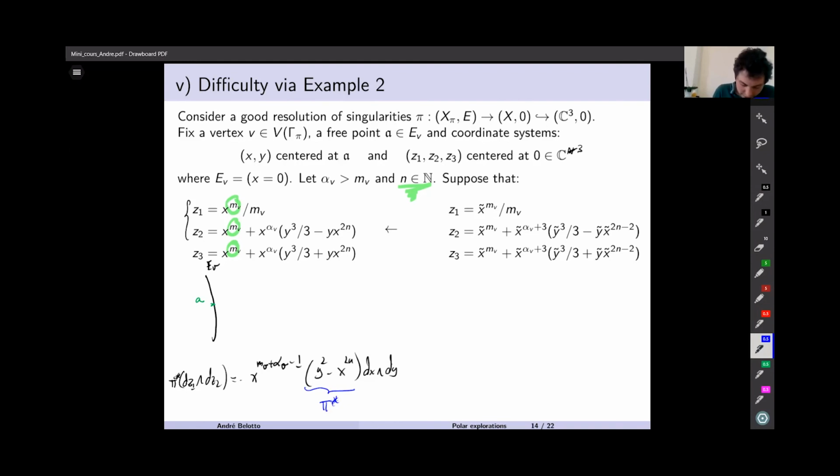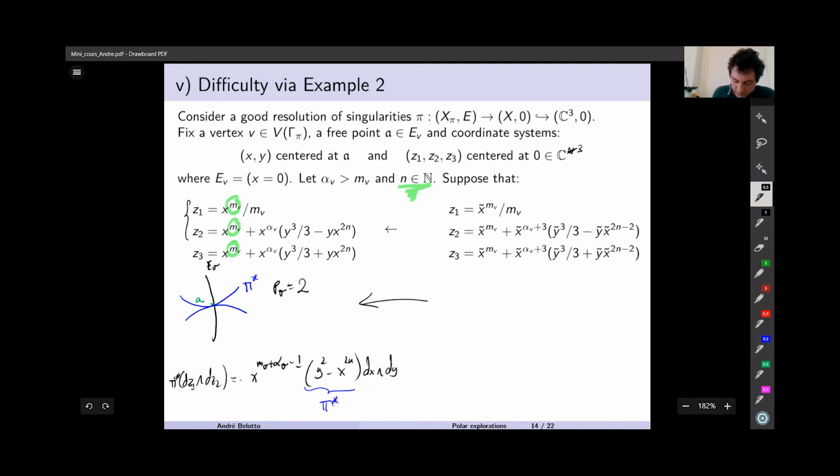So this polar curve looks like this. This is our polar curve here. And I want to notice that the intersection multiplicity of it, PV, is equal to 2. You can compute it in an easy way. It's the intersection of y squared minus x to the power 2n with x equals 0, so it's just equal to 2.